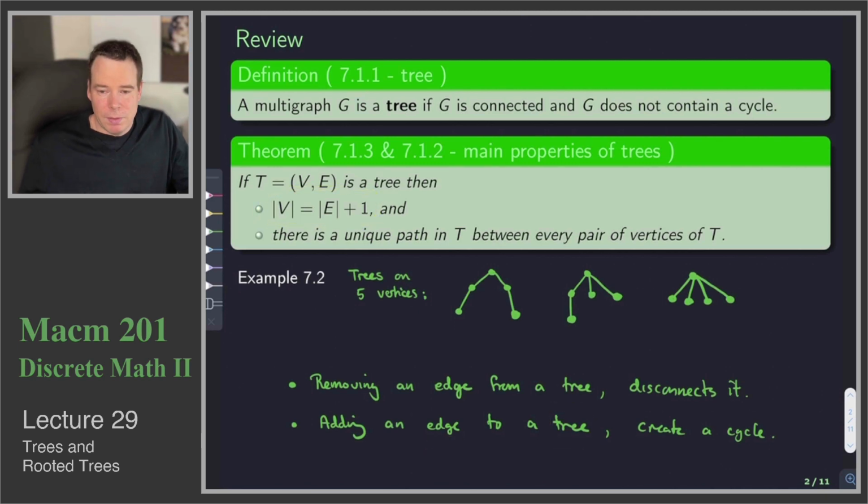So if it's a graph that is not a tree, then what has to go wrong? Well, it's connected because all I'm doing is adding an edge to a connected graph. So it would be connected. And therefore the thing that would go wrong is that it could no longer not contain a cycle. And therefore it must have a cycle. So removing an edge from a tree disconnects it, adding an edge to a tree creates a cycle.